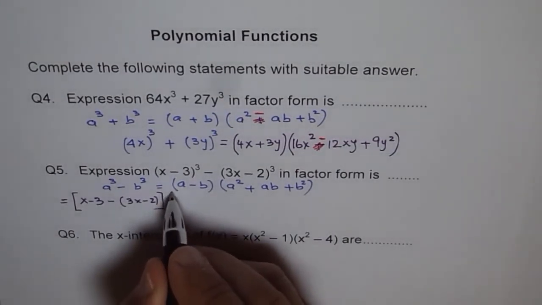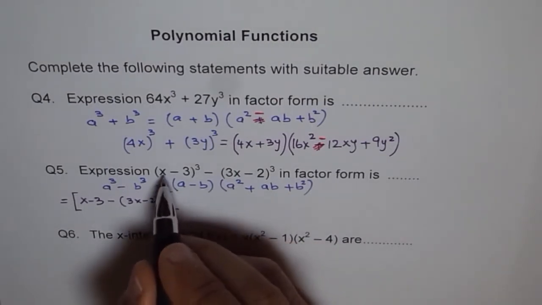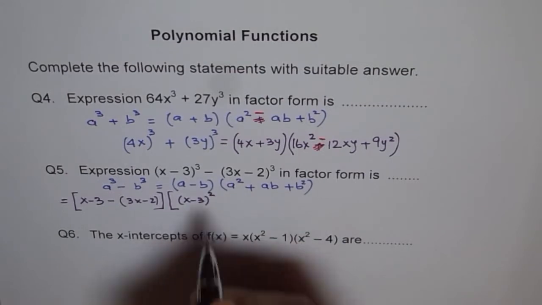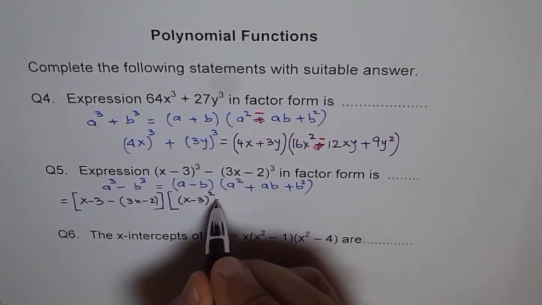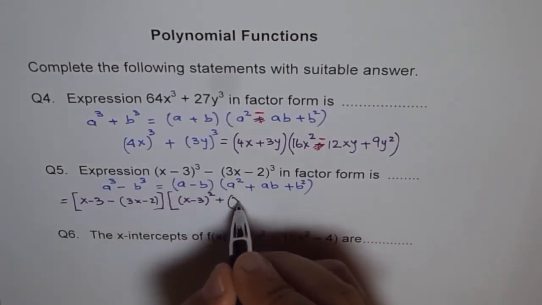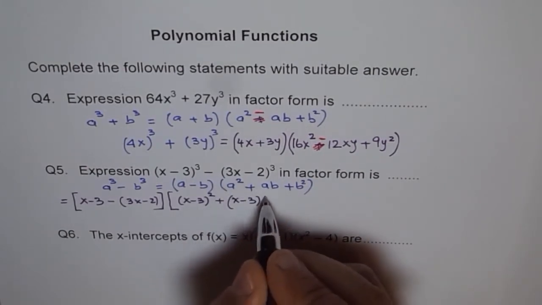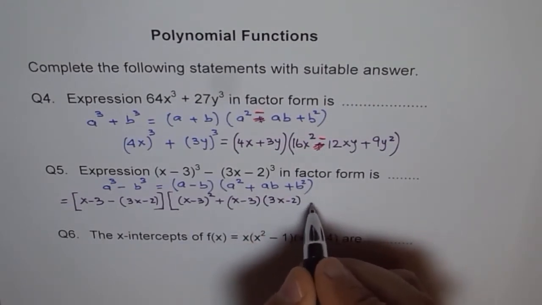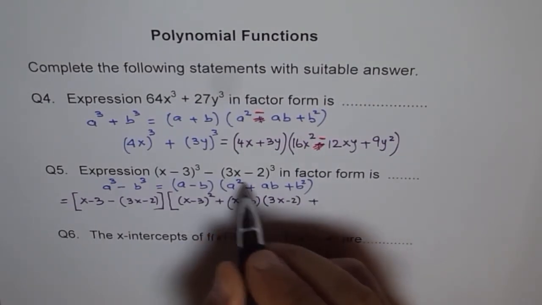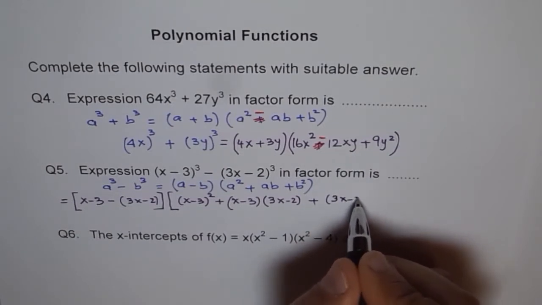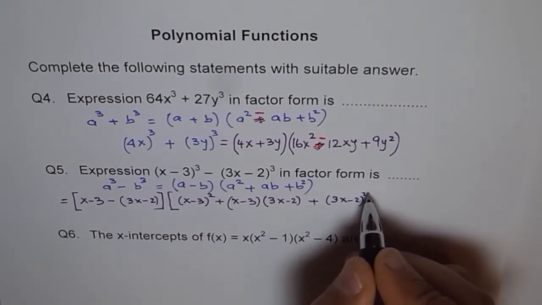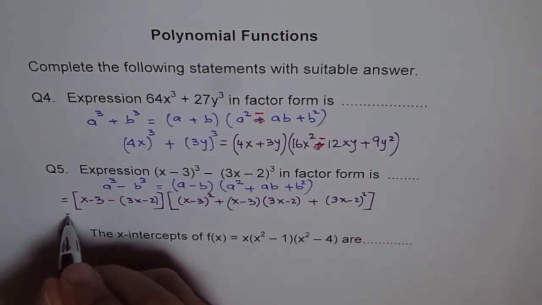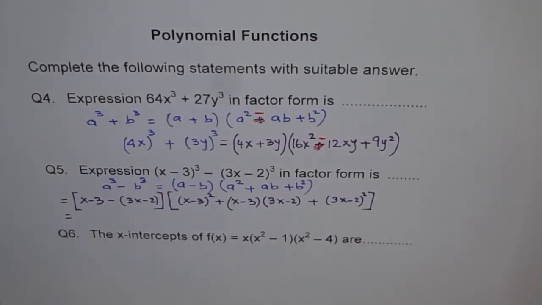The second one is a square, that means x minus 3 whole square, plus ab, plus a is x minus 3, and b is 3x minus 2, plus b square, which is 3x minus 2 whole square. Is that okay? That is my second term. Now once you got this, then you have to go further, simplify it, okay?